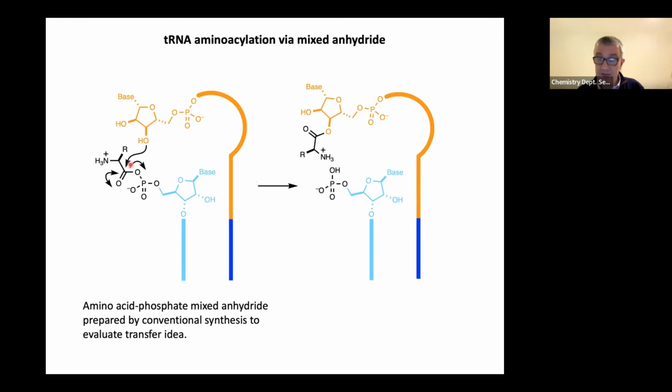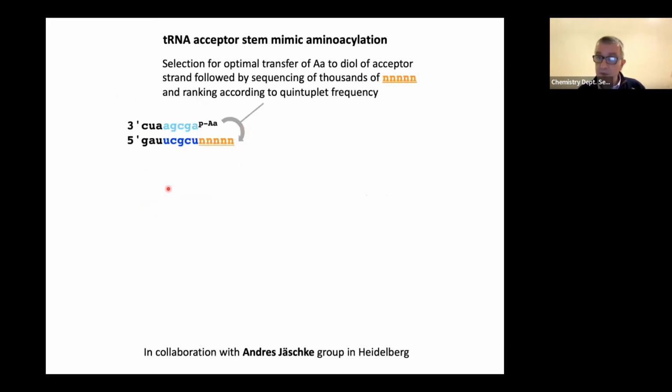It turns out that if you make a mixed anhydride between an amino acid and the 5' phosphate of an RNA, which looks like the acceptor stem of an RNA molecule, a duplex with a short overhang, and the overhang has the right sequence, it can adopt a folded back conformation, which enables the amino acid to be transferred from the 5' phosphate to the diol to make the aminoacyl ester. We tested this out using intermediates made by conventional chemistry just to see what the consequences would be. And we immediately got attracted to the idea that there might be some sort of coding, some sort of recognition between the nucleotide sequences and the amino acids.